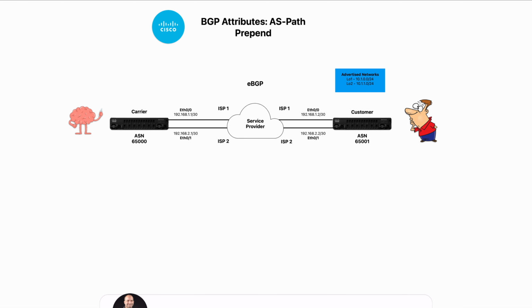So today we're going to be talking about the BGP attribute AS path, when to use it, and what it is used for. Before we get into the lab, let's get into the details.